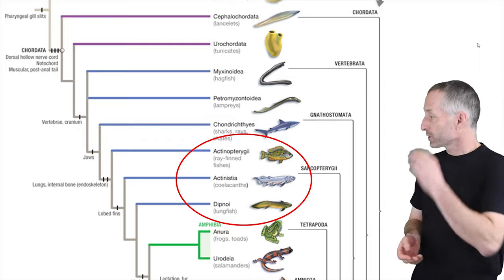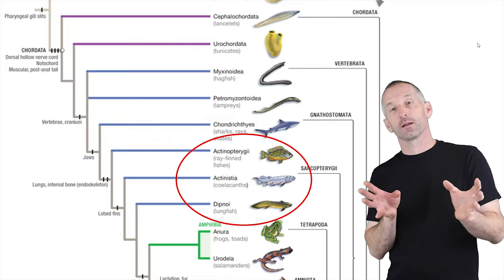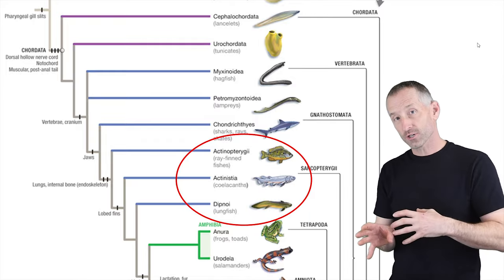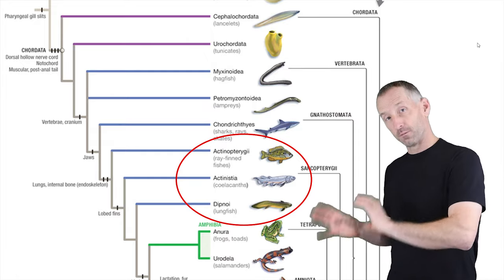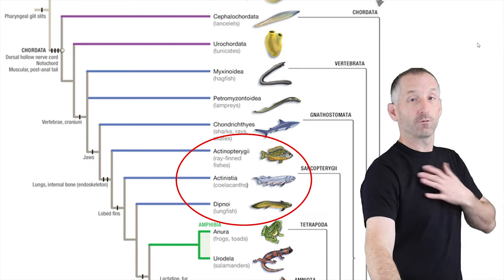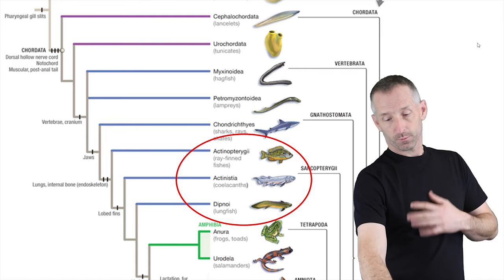Okay, so we've got a few more fish groups to do. Now we've been talking about chondrichthyes, cartilaginous fishes, where their skeleton is mostly made of cartilage, but now we're going to move on to the bony fishes. We, of course, are bony fishes from an evolutionary perspective.